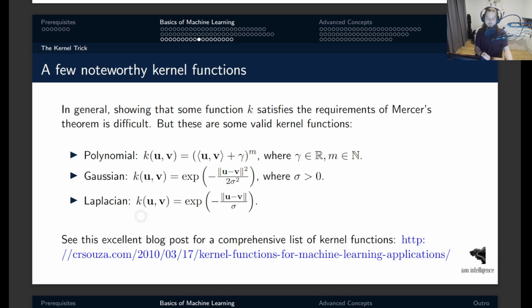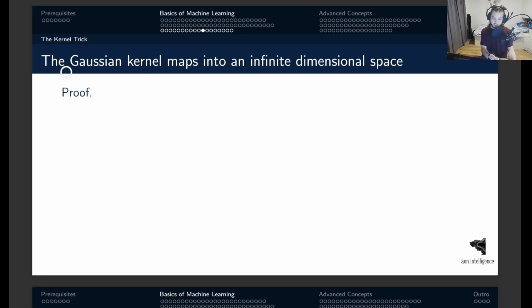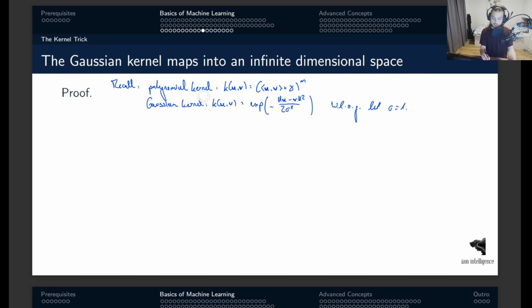And this last example is the Laplacian kernel. And this looks quite like the Gaussian kernel, but we don't take the square of the magnitude of the difference between the 2 observations, and we don't square the sigma. So this is just a plain scale parameter, essentially. I will now show that the Gaussian kernel maps into an infinite dimensional feature space. For this, we actually also need the polynomial kernel.